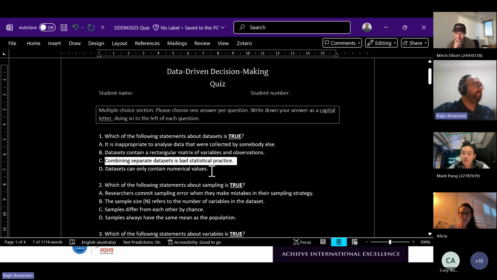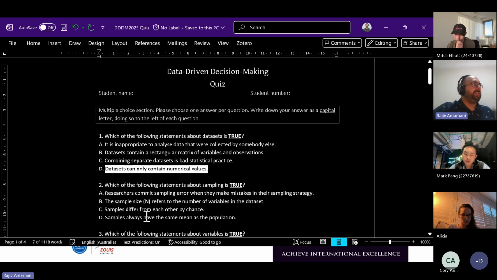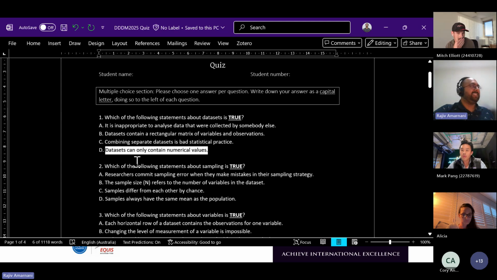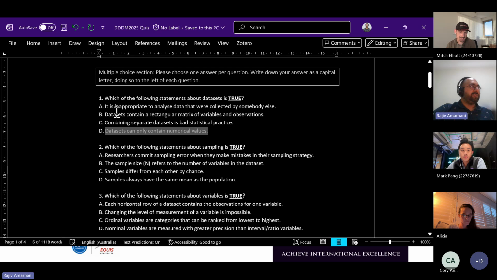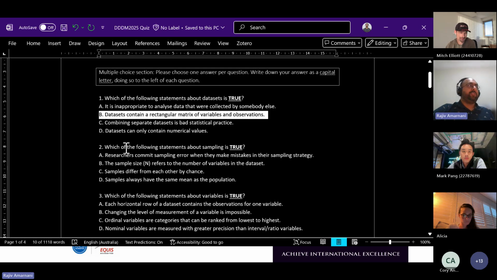And lastly, datasets can only contain numerical values. You would have seen numerous examples of datasets in this class that had non-numerical values in there. Yeah, nominal data is just fine. Okay, so for one, the correct answer was B. For two, again, let's go question by question.